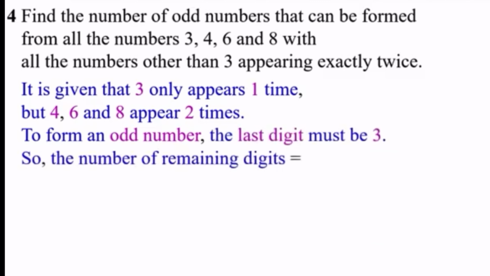Since 4, 6, 8 appear two times, that means we have two 4s, two 6s and two 8s. So we have 6 remaining digits. So the answer should be 6 factorial divided by 2 factorial, divided by 2 factorial, divided by 2 factorial, because 4, 6, 8 each appear two times. So the answer will be equivalent to 90, right? If you press your calculator, you'll get the answer, which is 90. So that is how you solve this question.